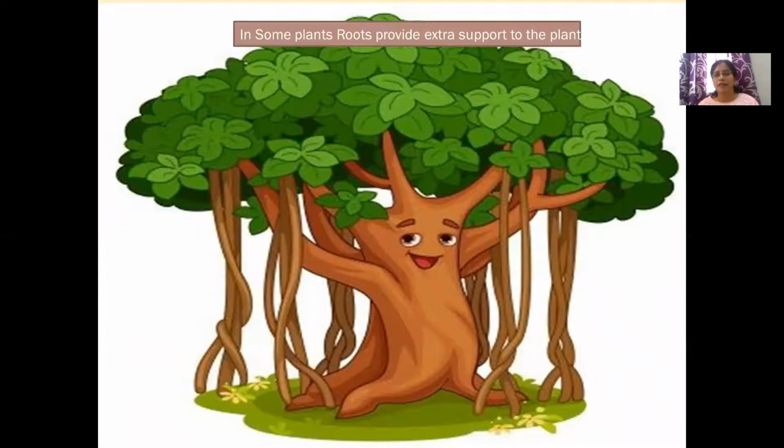In some plants, roots provide extra support to the plant. Yes, in some plants, the roots are the ones who give extra support. Well, we saw in the starting slide that for the plants to stand straight, roots spread across in the ground nicely so that the plants stand. Some plants which are not able to stand only on the roots below the ground, or which are heavier in size, for them the roots provide extra support.